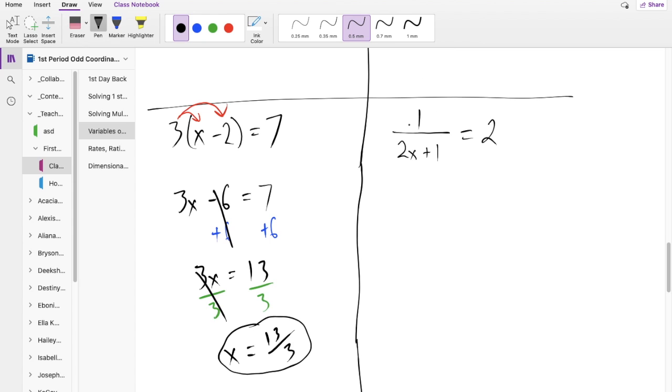So let's try this next problem. So again, I'm looking at a fraction and I see a binomial in my denominator. So the thing I need to do is put that binomial in parentheses. So again, my variable that I'm solving for is in the denominator. So that means I need to multiply it over. So I'm going to multiply both sides by the quantity of this 2x plus 1. So again, I'm going to wrap it in parentheses. I'm going to be multiplying both sides by this 2x plus 1.